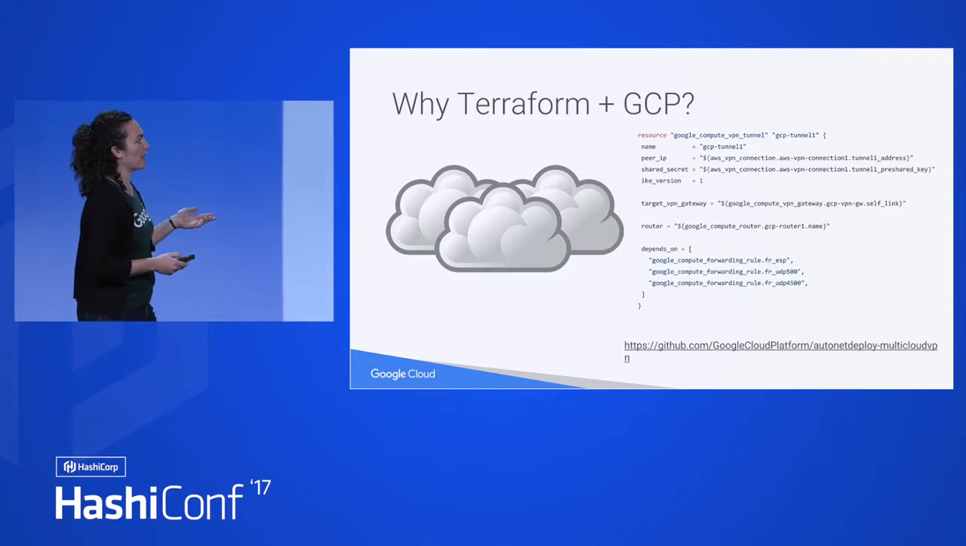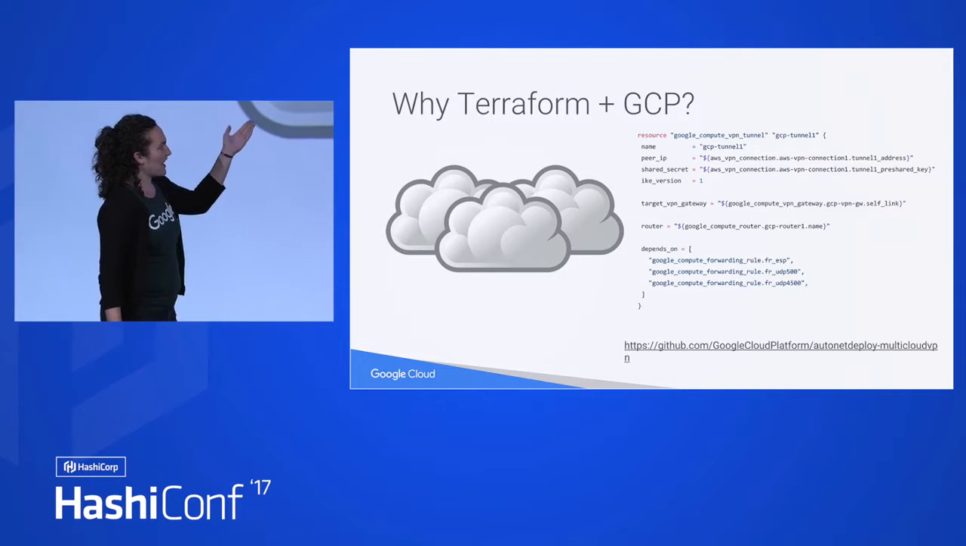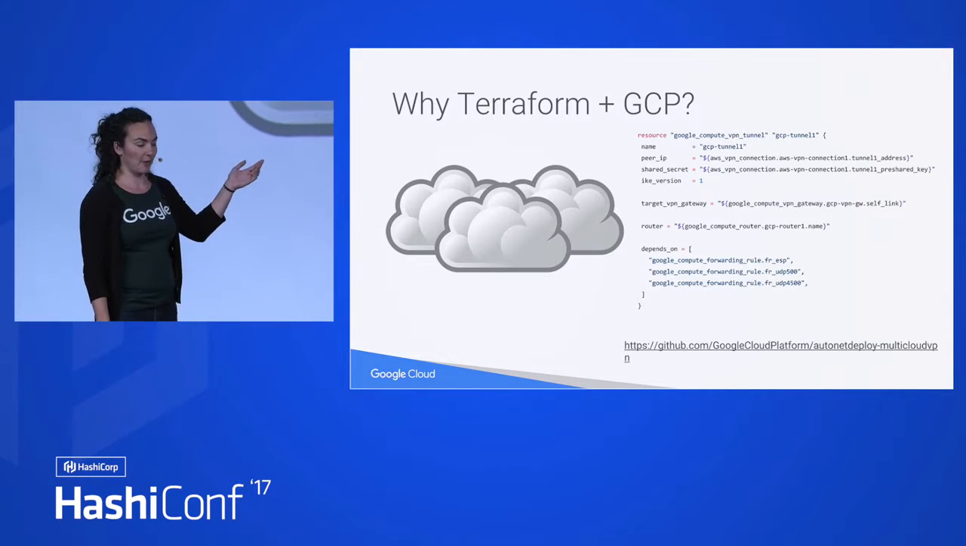And so up here, I just have a quick example of how you might do multi-cloud. You notice up here, I've got a Google resource. It's a VPN tunnel, and it has a field called peer IP.